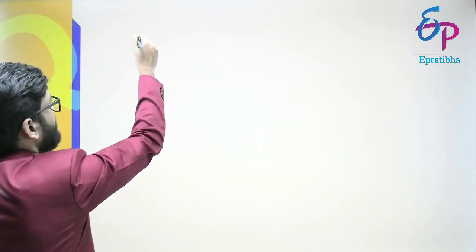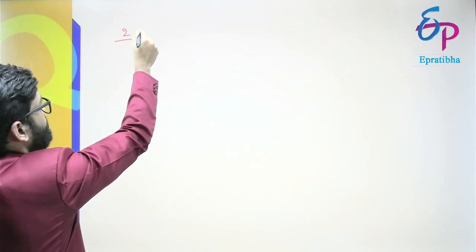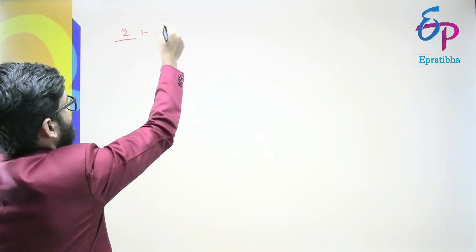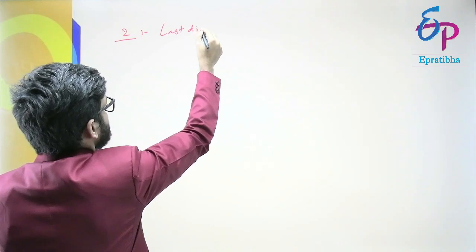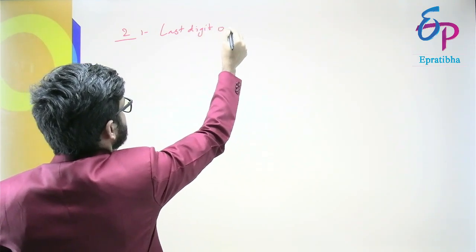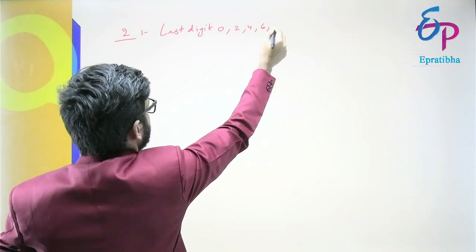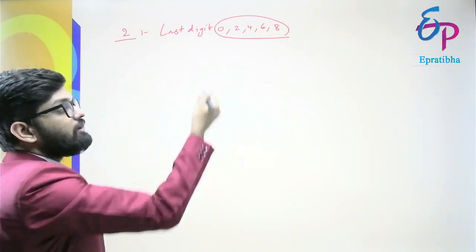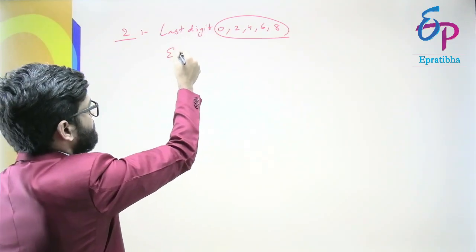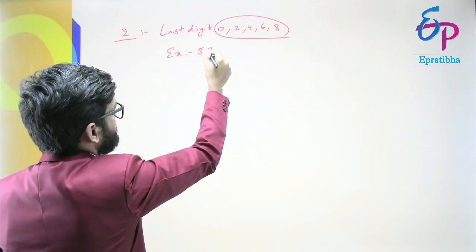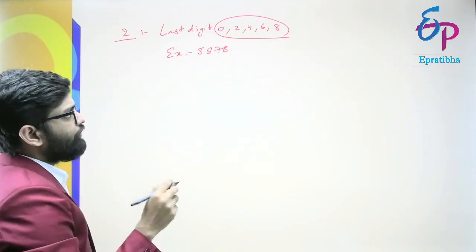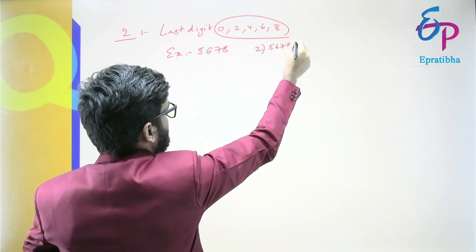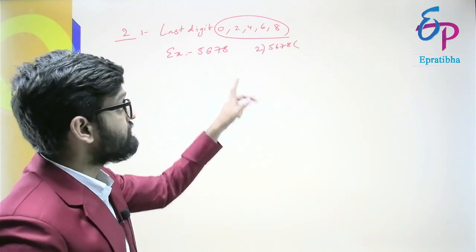Now how can you tell directly whether a number is divisible by 2 or not? Check the last digit. If the last digit of that number is either 0, 2, 4, 6, or 8, one of these 5 numbers, then you can definitely tell that the number is divisible by 2. If I take the example 5, 6, 7, 8, there is one method at school level we used to do: if the remainder is 0, then the number is divisible by 2.